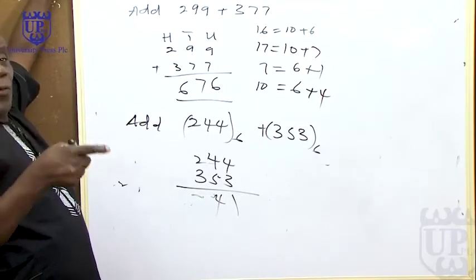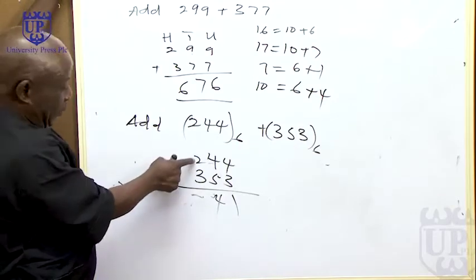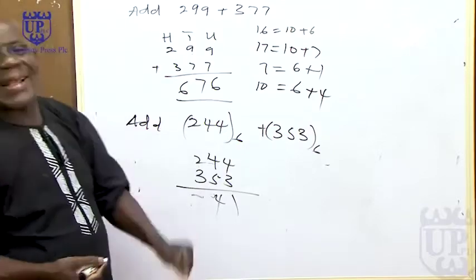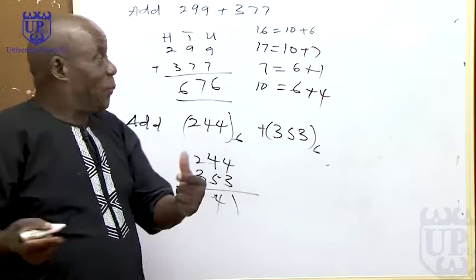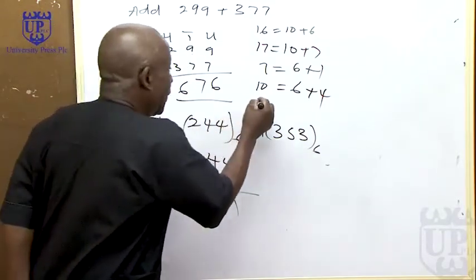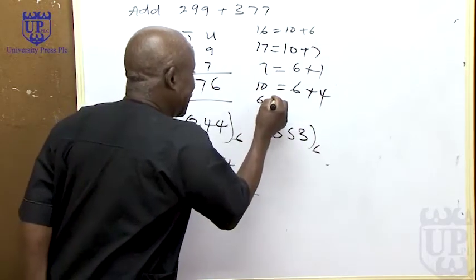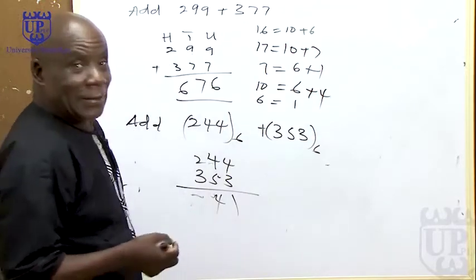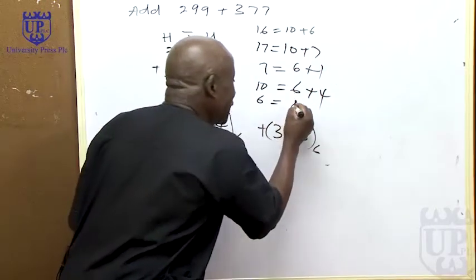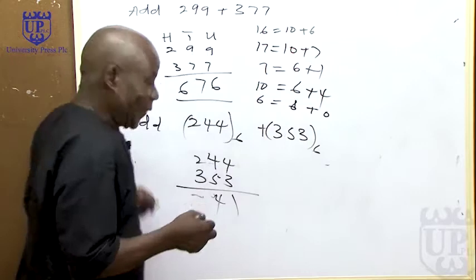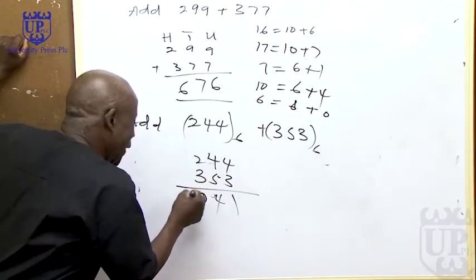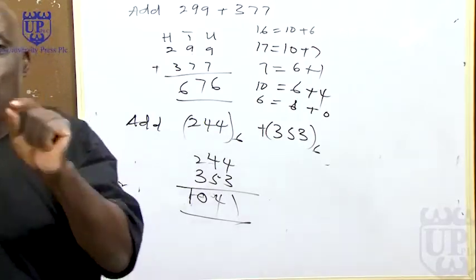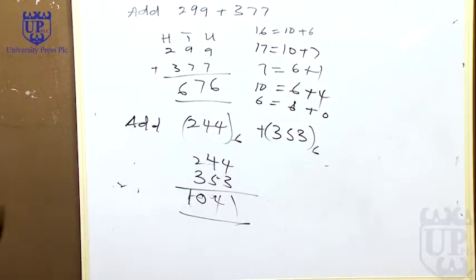You carry 1. The 1 you carry, you add to this. This is 3. 3 plus 3, 6. You don't write 6 down, because we are operating in base 6. That your 6 is the same thing as what? 6 plus what? Plus 0. You write 0, you carry 1, and you write that 1 here. So it becomes 1041.